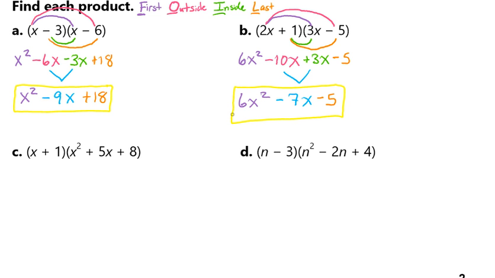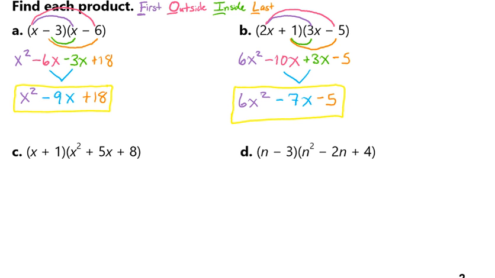So how do you multiply when it's not a binomial times a binomial and you can't use FOIL? You just have to use distribution. And it might not match FOIL, but it's going to look really similar. So for example, in letter C we have x plus 1, which is a binomial because it has 2 terms, times x squared plus 5x plus 8, which is a trinomial because it has 3 terms.